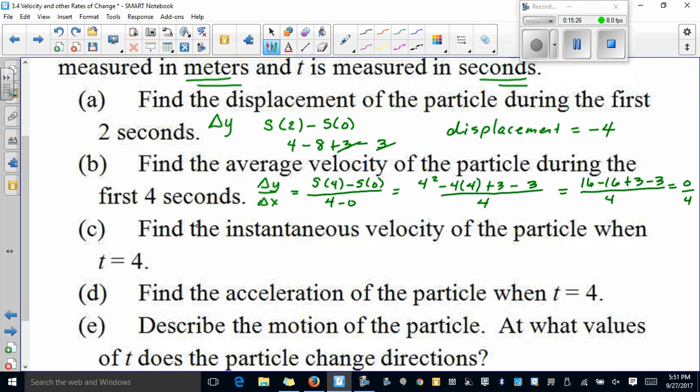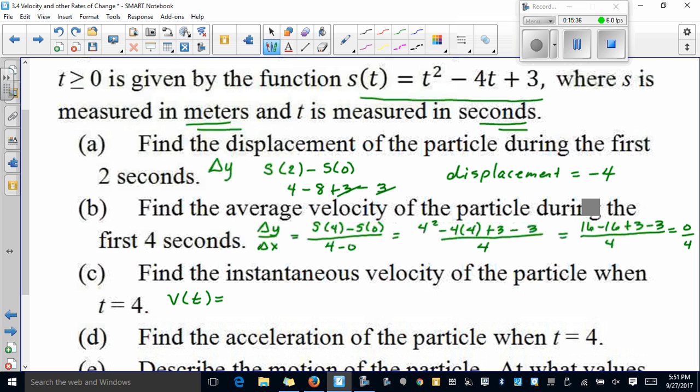So now we need our velocity function. So v of t is going to equal the derivative. Derivative of t squared is 2t minus 4, derivative of a constant is 0, and this is, don't forget, meters per second. But we want v of 4. V at 4 is equal to 2 times 4 minus 4, which is equal to 8 minus 4, or 4 meters per second. So at t equals 4, it's actually moving at 4 meters per second.